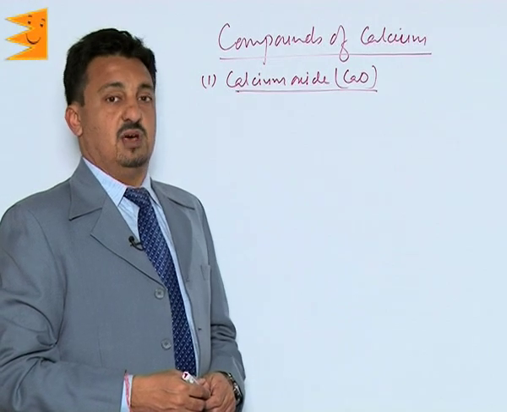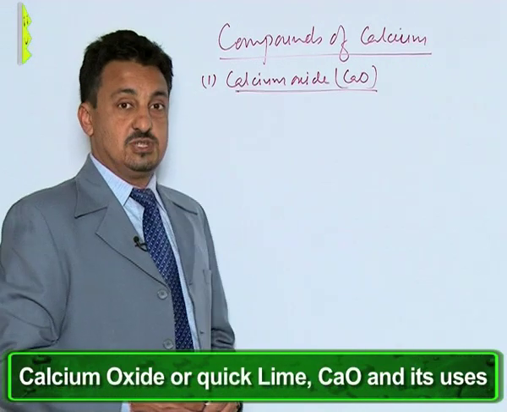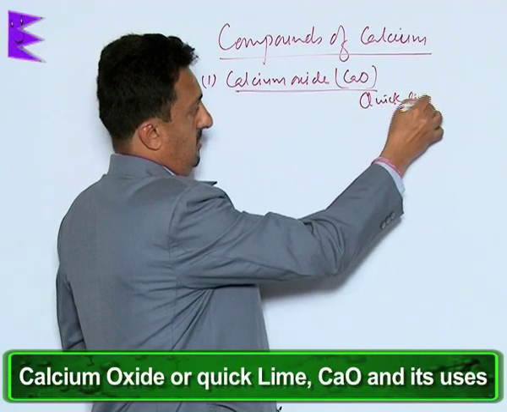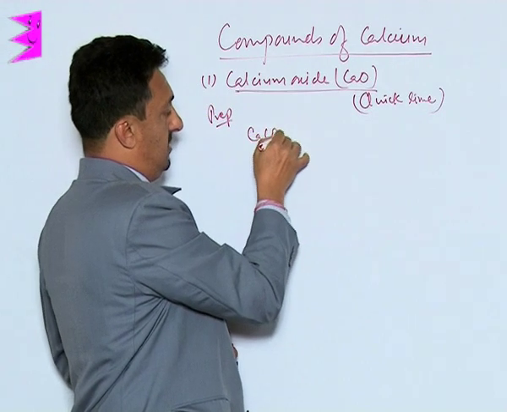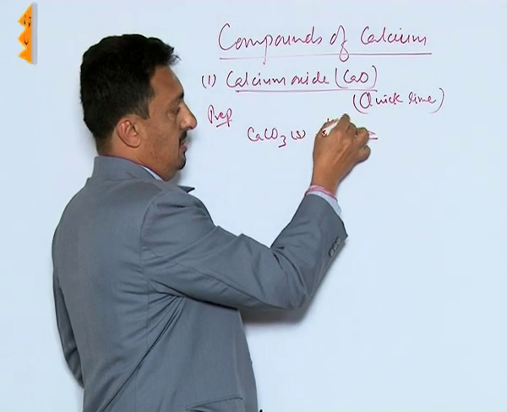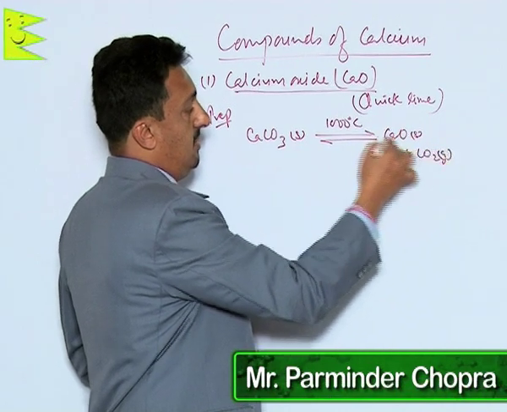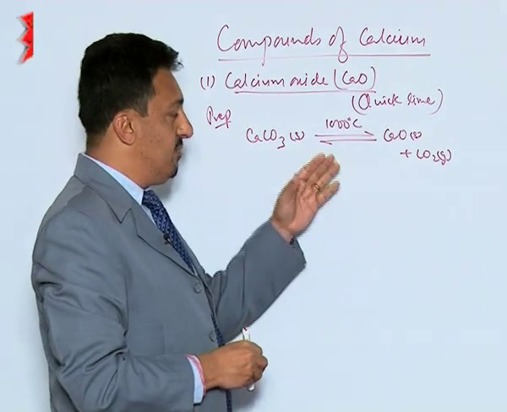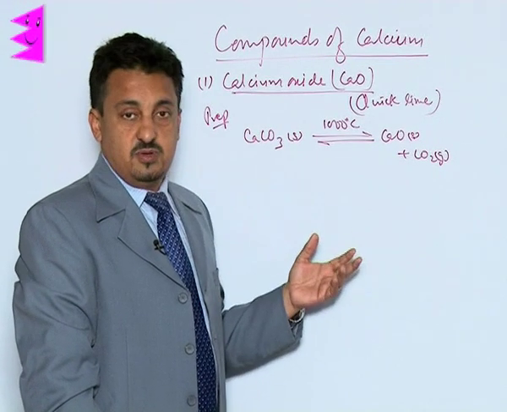Now let us see the compounds of calcium. The first in the list is your quicklime, or calcium oxide. Remember, it's called quicklime. It is prepared by heating calcium carbonate at around 1000 degrees Celsius, where it gets decomposed to calcium oxide and carbon dioxide. The carbon dioxide is removed as quickly as possible so that the reversibility of the reaction is stopped.